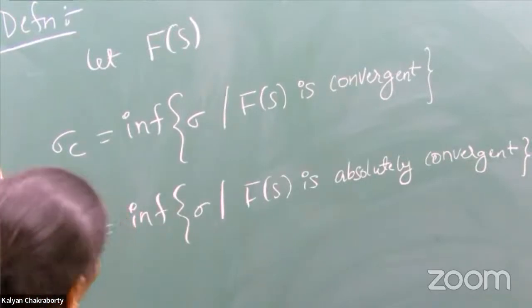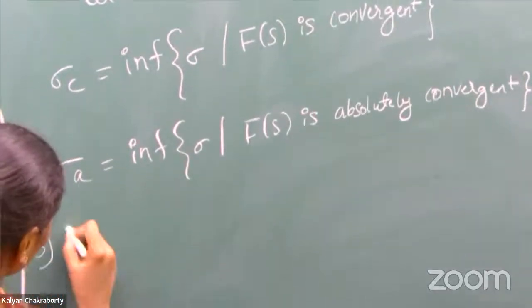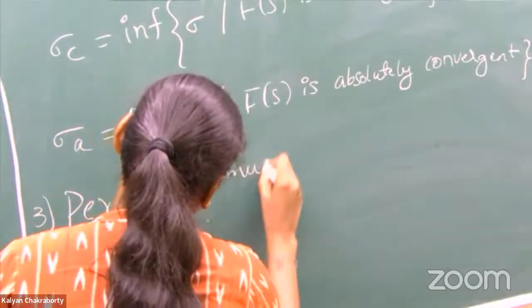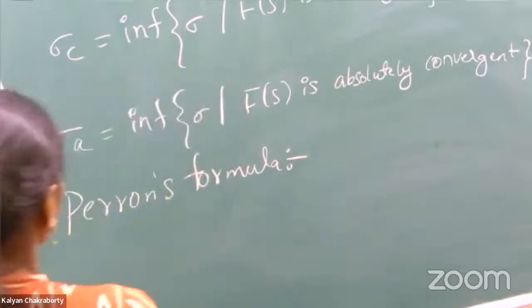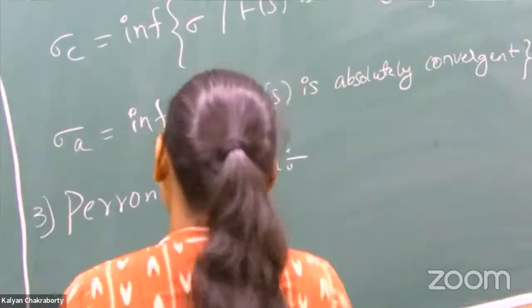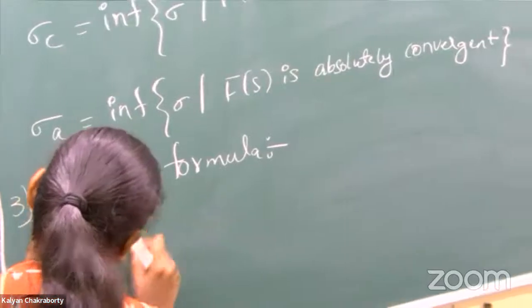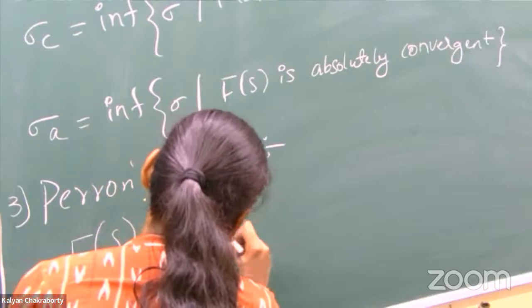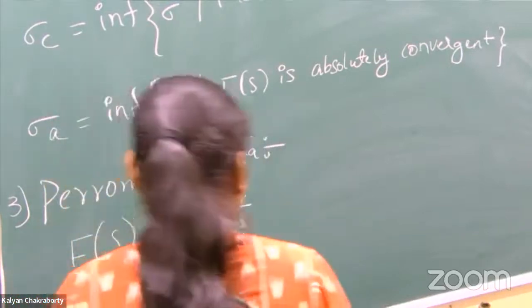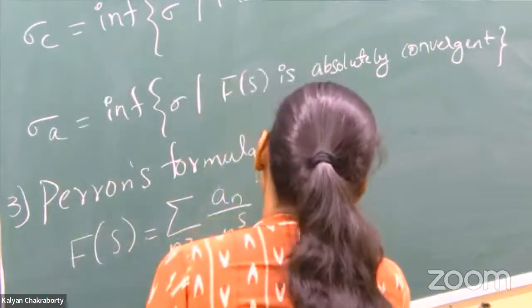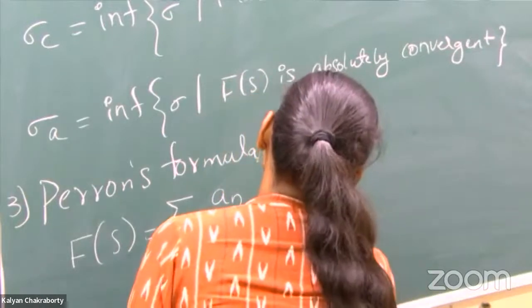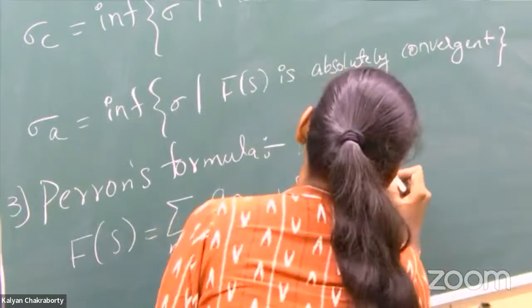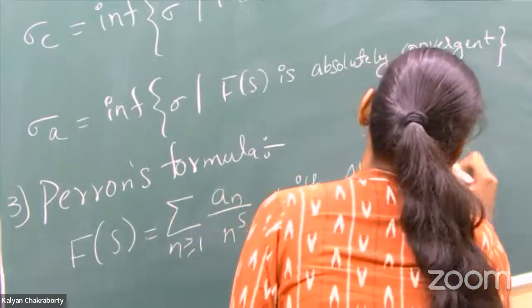The last one we have is Perron's formula. If we take any Dirichlet series, then it relates the axis of convergence and the axis of absolute convergence.